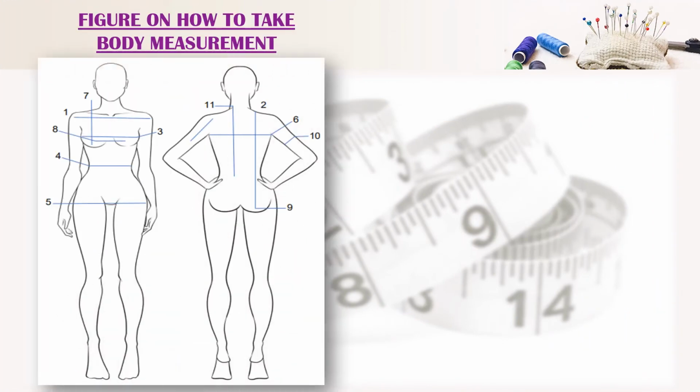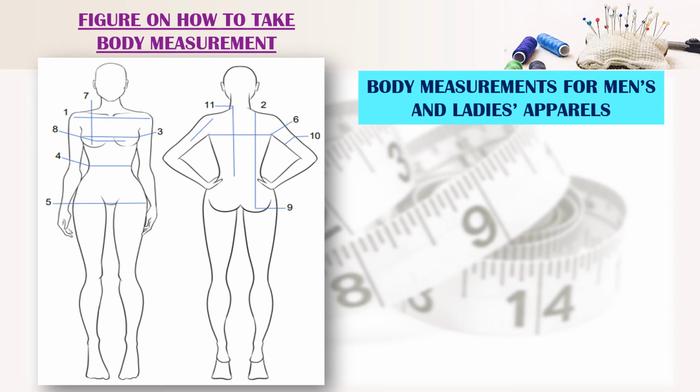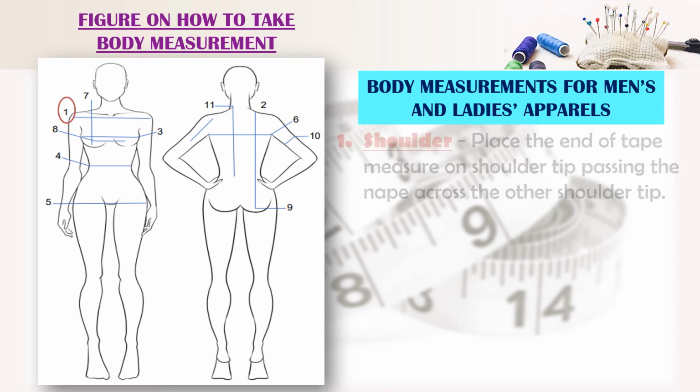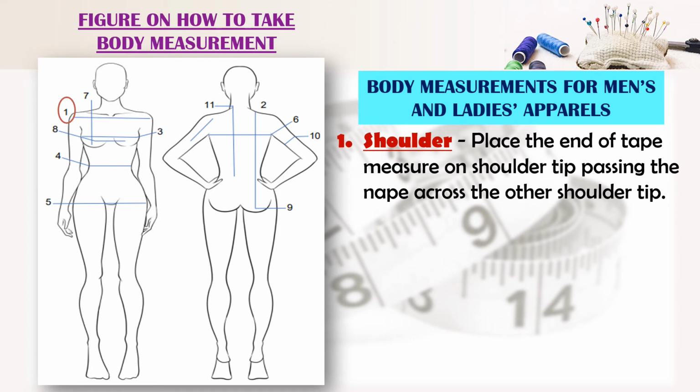Okay, let's move on. How to take body measurement. The body measurement for men's and ladies' apparel. The first one is the shoulder. When measuring the shoulder, you have to place the end of the tape measure on the shoulder tip, passing the nape across the other shoulder tip. For example, this one: from shoulder tip, passing to the nape, across the other shoulder.